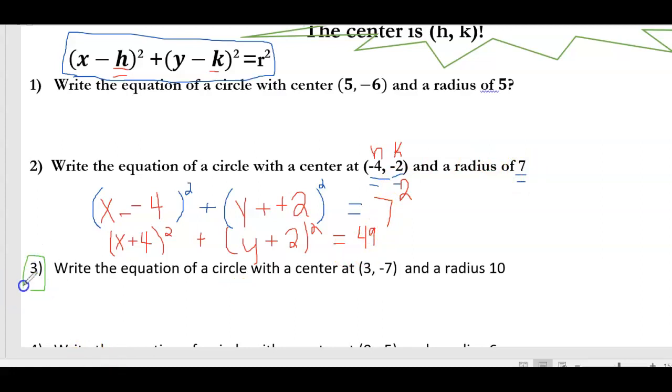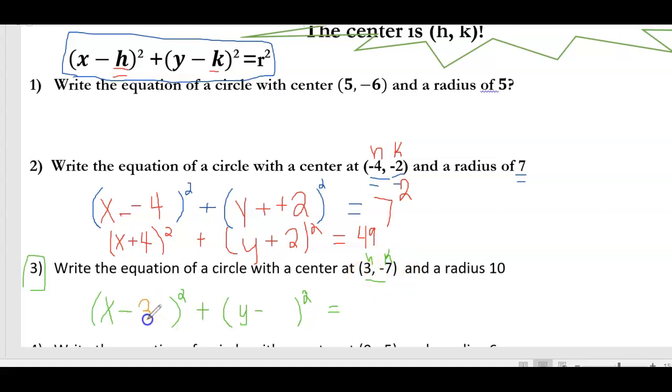Okay, let's try number 3. Write the equation of a circle with a center of 3, negative 7, and a radius of 10. Okay, so for number 3, you can always start writing it like this because the x will always be there, minus a y, minus, the square, the plus, the parentheses. That will always be there. So plug in your numbers. Remember, this one's the H and HK like hockey? HK, hockey. You got to find a way to remember HK. H is always first.